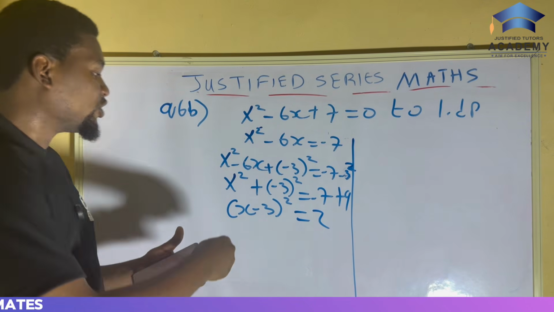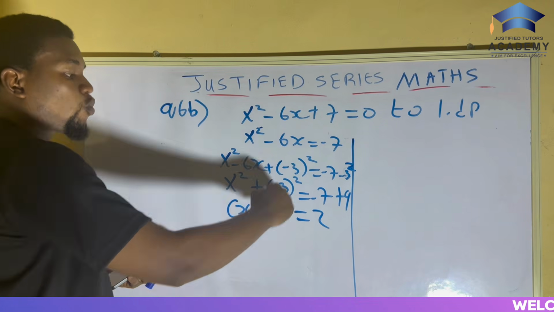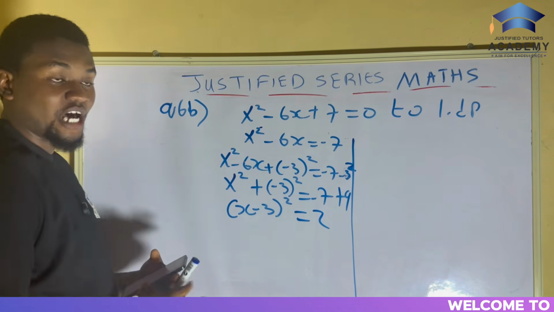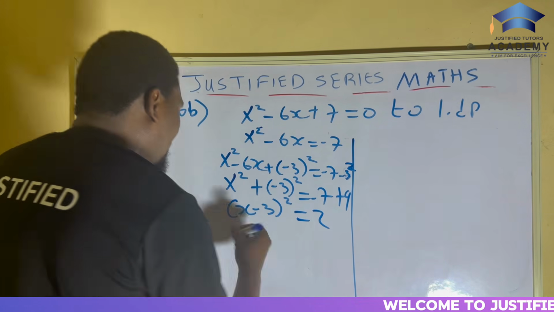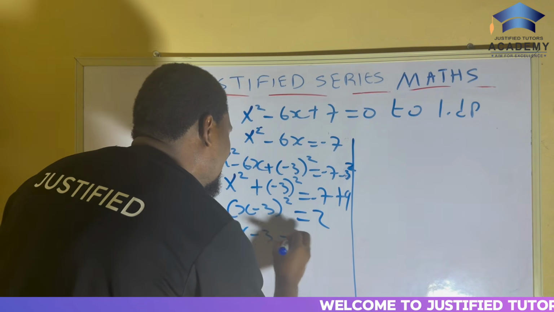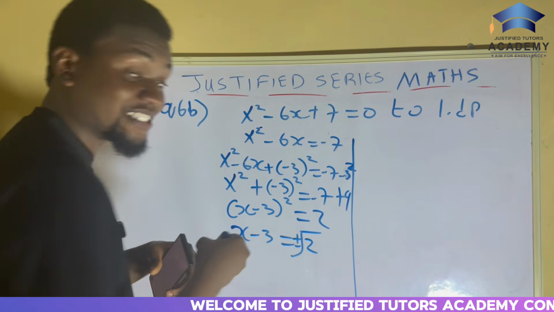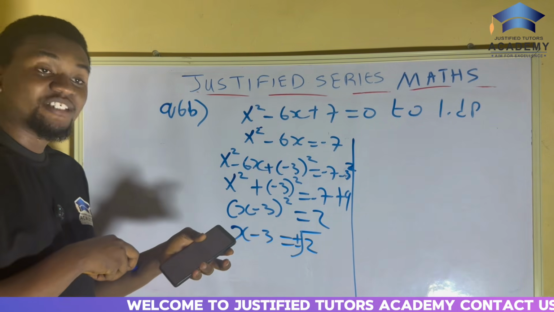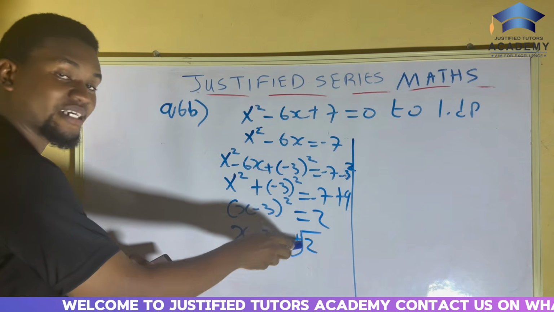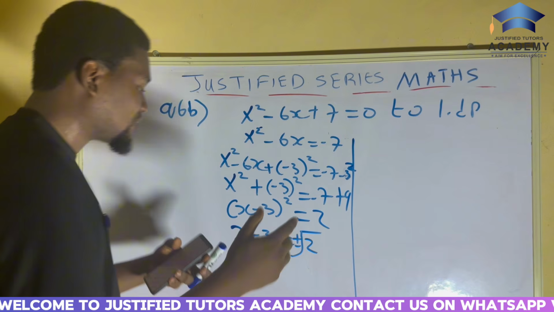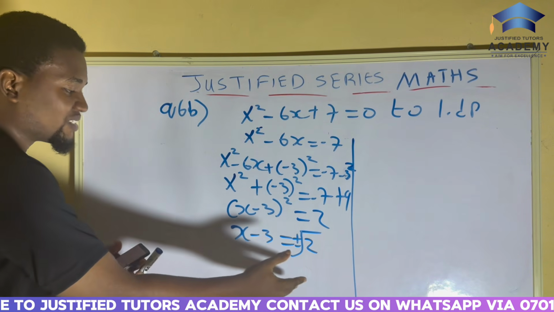So now, what do you do next? This square now will go to the other side, and we square root it. So we'll be having x minus 3 is equal to the square root of 2, plus or minus. That is again in the completing the square method: you put a plus minus sign at the front of it. Exactly. So now, what's the next step?